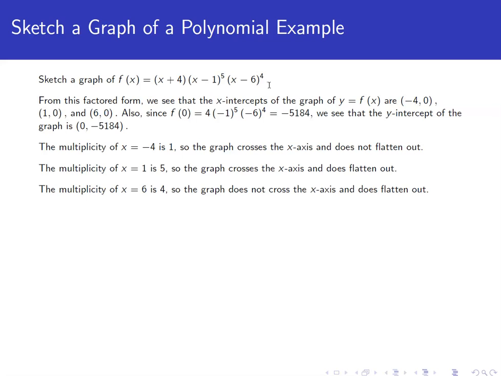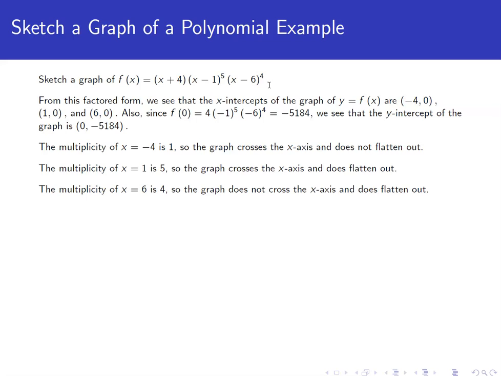We can use the multiplicities here to tell us about whether or not the graph will cross the x-axis at the zero and whether or not the function flattens out at the zero. So looking at -4, the multiplicity is 1. That's an odd multiplicity, so it crosses the x-axis. It's not bigger than 1, so it does not flatten out.